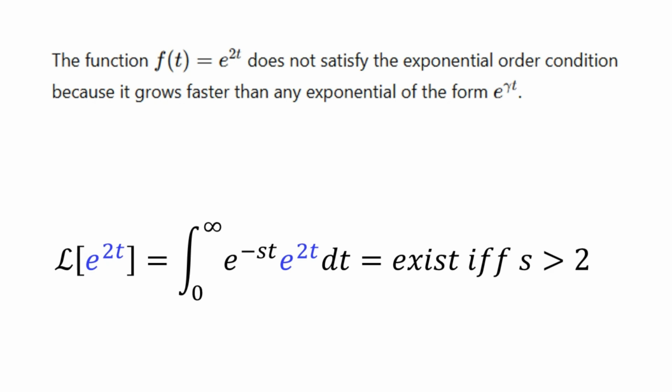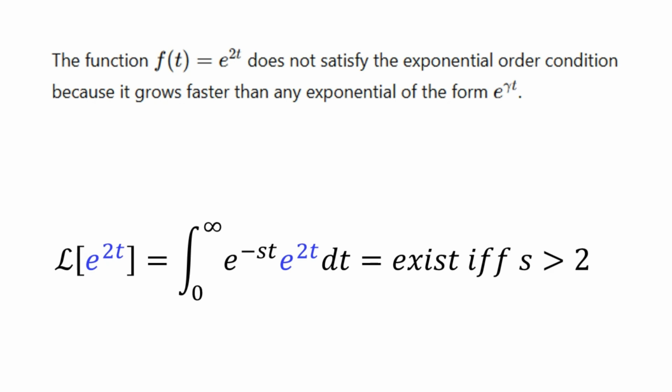My dear wonderful students, at this stage we can actually summarize the whole thing, and the summary is very simple. The function exponential 2t does not satisfy the exponential order condition. That would be true if the order gamma is 0 or is greater than 0. Let me say it again. When the exponential order gamma is 0 or perhaps greater than 0, exponential 2t will not satisfy the exponential order condition because it grows faster than any exponential of that form.